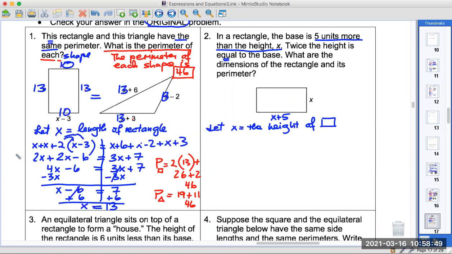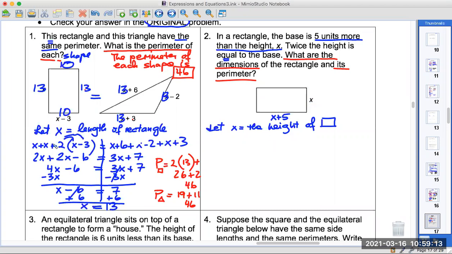But what are we really looking for? We're not looking really for x. That's just an intermediate step to get us to the answer. What are the dimensions and its perimeter? Now, dimensions, it's base and height. They want to know the base, the height, and the perimeter. But in order to find that, we got to find x first.